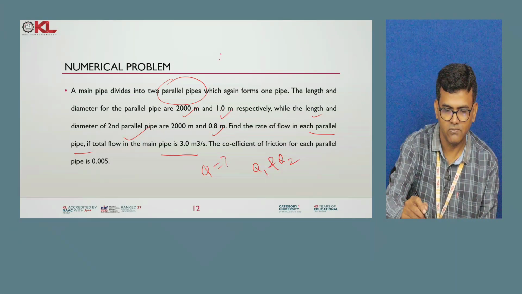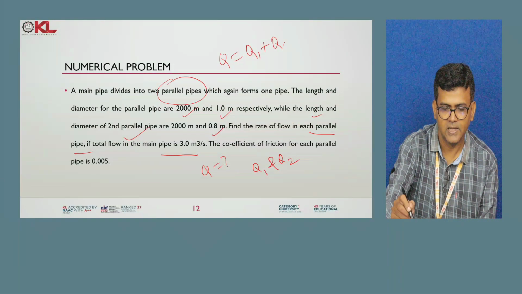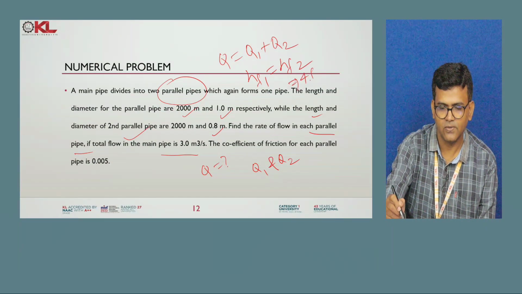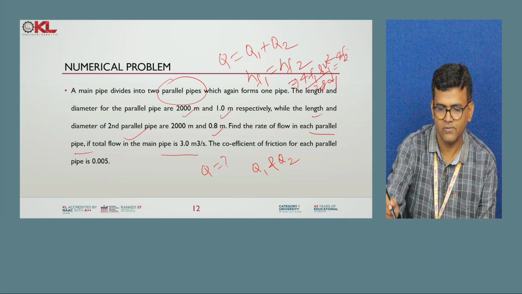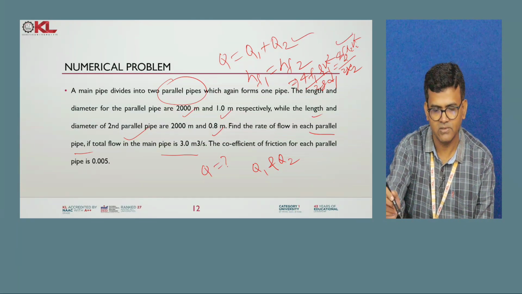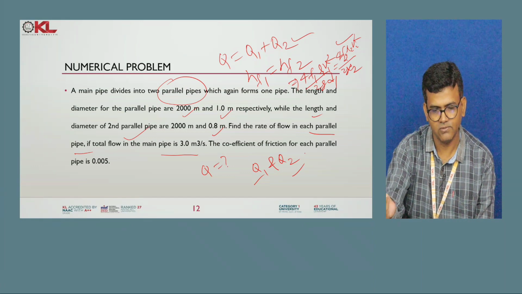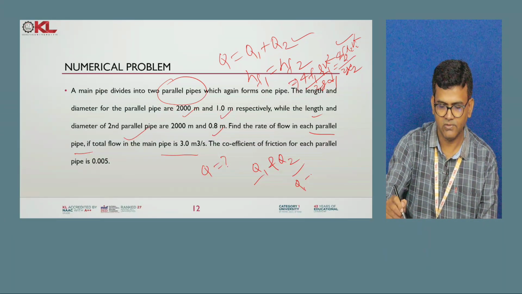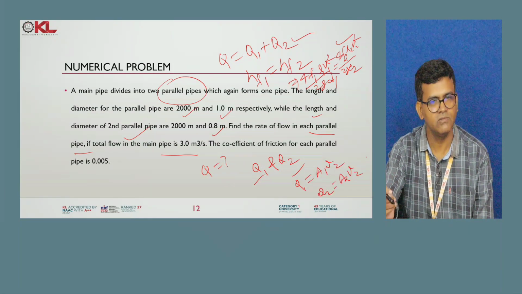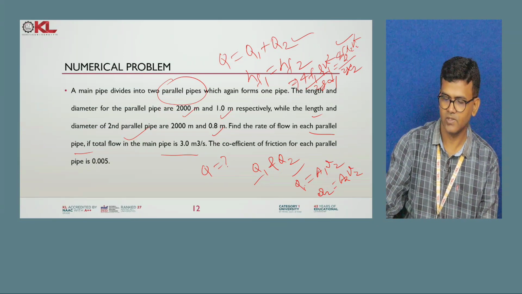So you know the two equations. One is Q equals Q1 plus Q2, and the second is hf1 equals hf2. hf1 means 4f1 L1 V1 squared upon 2g D1, and that should be equal to 4f2 L2 V2 squared upon 2g D2. All the values are given. By using these two equations, you can compute Q1 and Q2, where Q1 is A1 V1 and Q2 is A2 V2. So try this question.